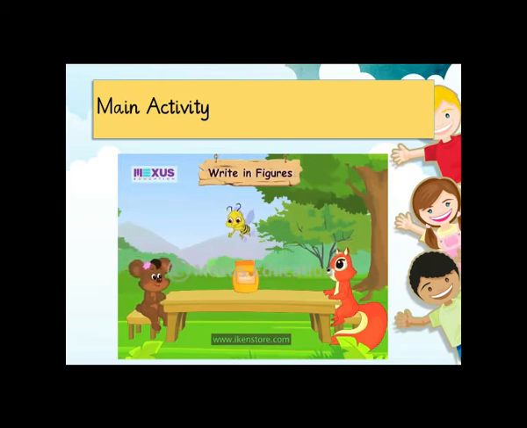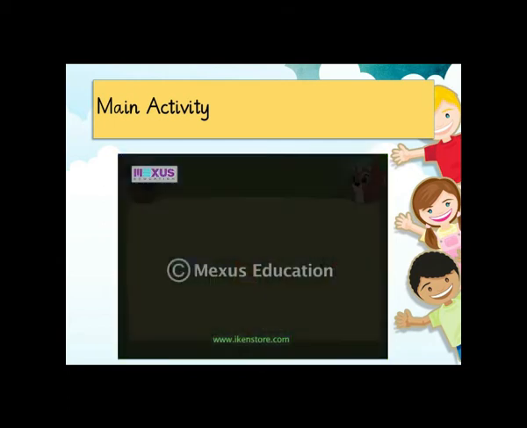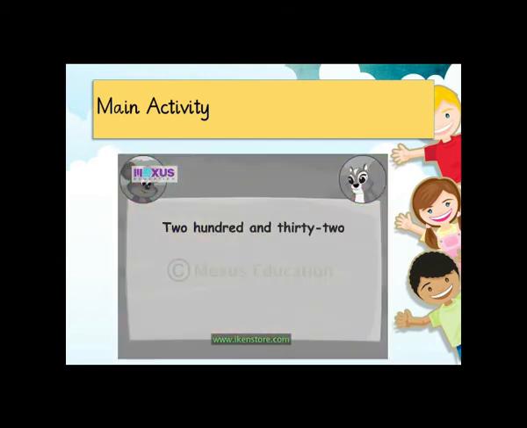We saw how to write numbers in words. Now let us see how to identify the number given in words. Let's see the first number. It's 232. 200 means the digit in the hundreds place is 2. The digits in the tens and ones place are read together. That is 32. So, the number is written as this.